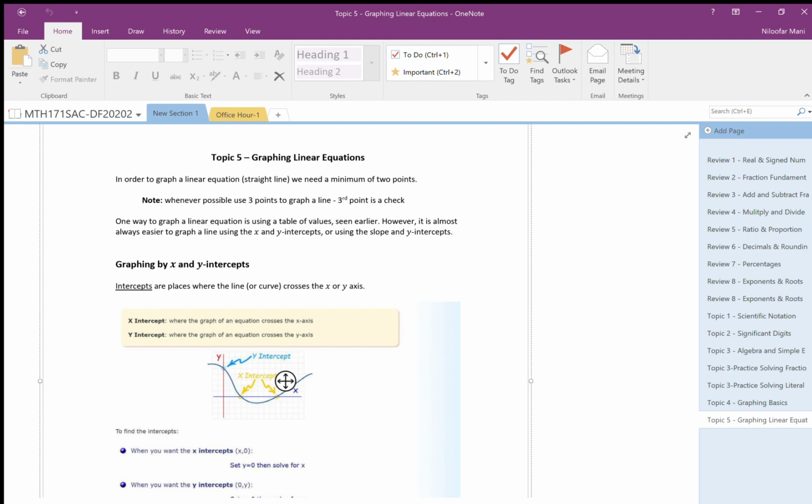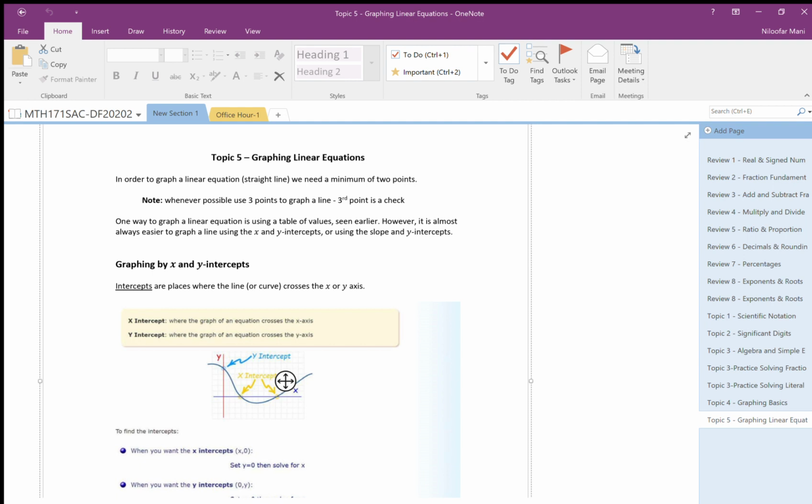Okay, in the previous lesson, we saw that if we wanted to graph, we used a table of values. We gave some values to x, and we found the values of y. X was chosen freely, and y was calculated using the equation that I had. X is independent, y is dependent on x. So we saw all of those.